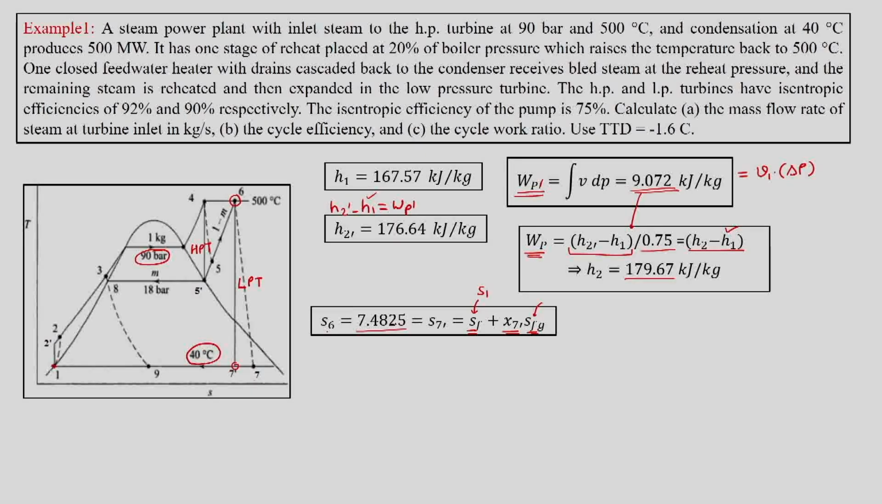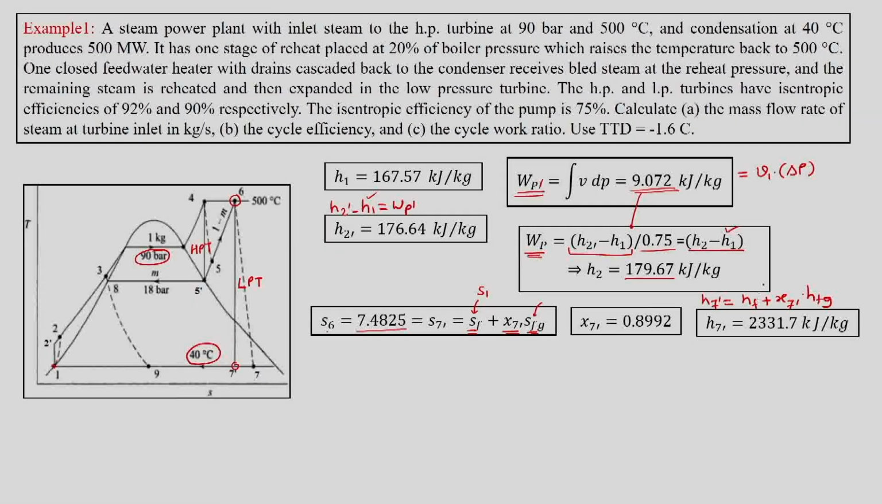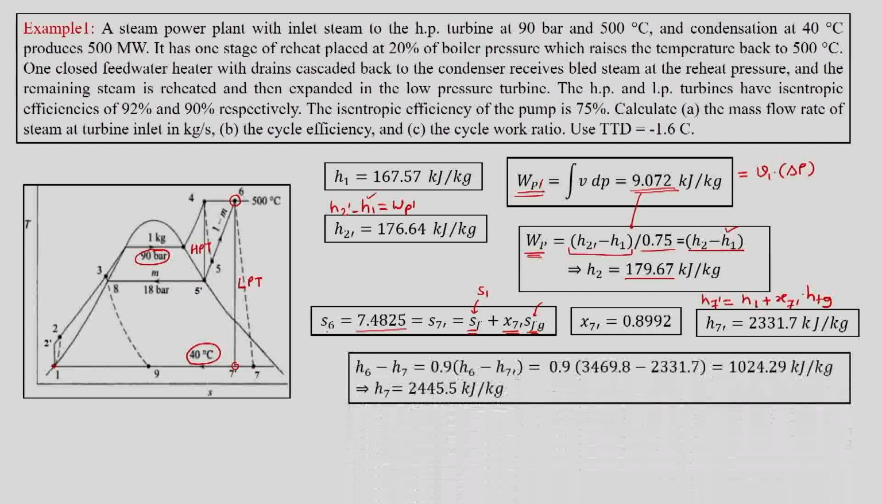So knowing these things, we can evaluate X7 dash, and X7 dash turns out to be 0.899, which can be taken as 0.9. So knowing X7 dash, we can find out H7 dash, where H7 dash is equal to HF plus X7 dash into HFG, where this HF is equal to H1 and HFG is the latent change in enthalpy, or latent heat. So we have now evaluated H7 dash.